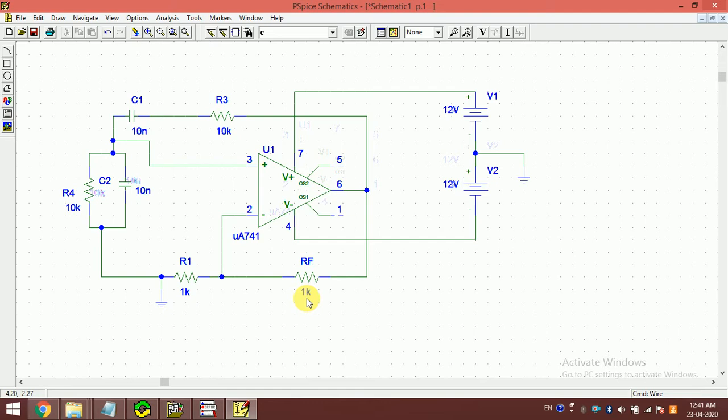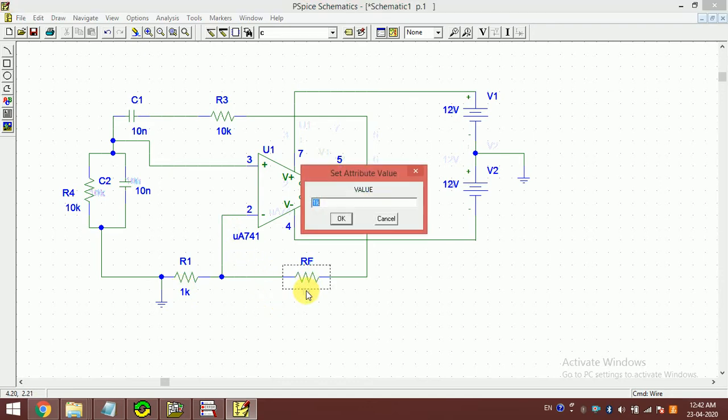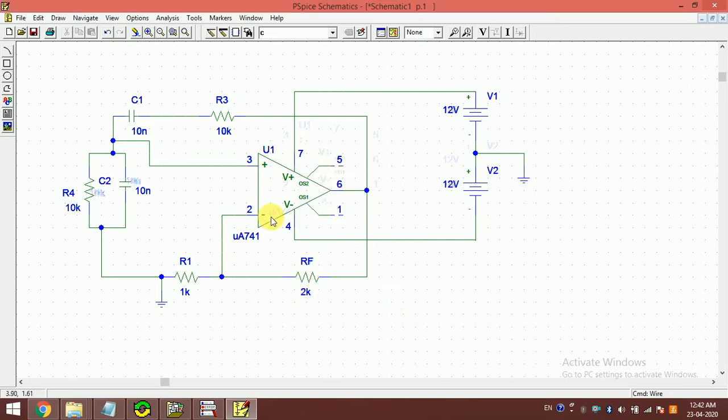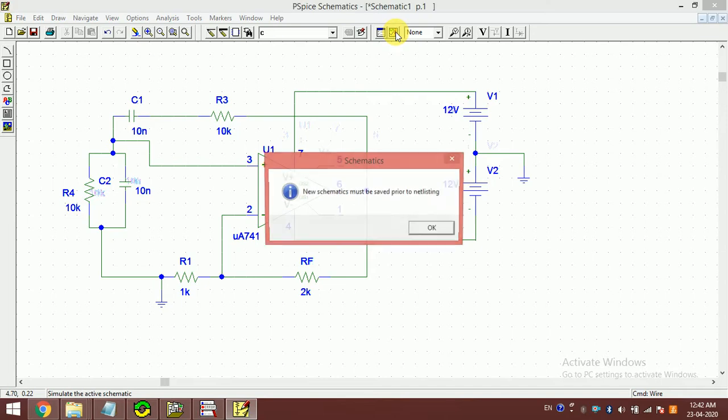So the gain should be greater than or equal to 3 to meet Barkhausen's criteria. Currently the gain is 1 plus RF by R1. We are applying the input to the non-inverting terminal, so this is a non-inverting amplifier. So the gain is 1 plus RF by R1, which is equal to 2. But our gain should be greater than or equal to 3. So let's make it 2 kilo ohm. So now it is 3K. The gain is 3. Okay, so let's now run the simulation.